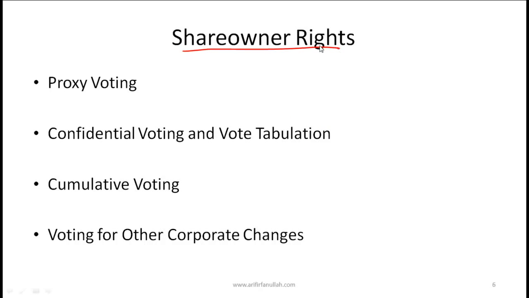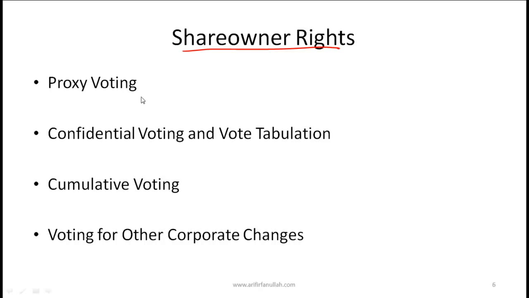Moving on to shareholder rights. First, let's talk about proxy voting. Here we need to determine whether a company permits shareholders to vote their shares by proxy regardless of whether they are able to attend the meetings in person.